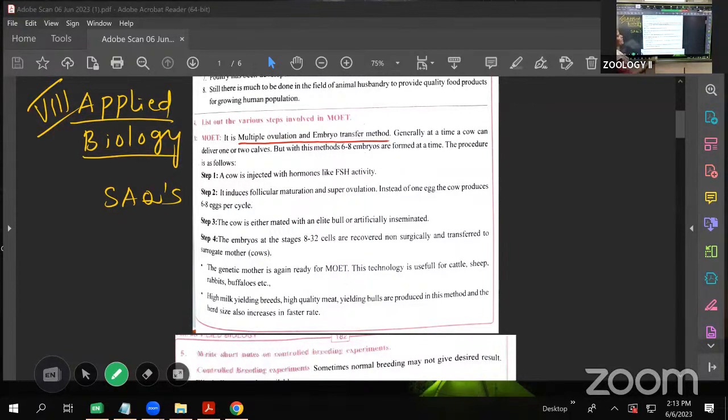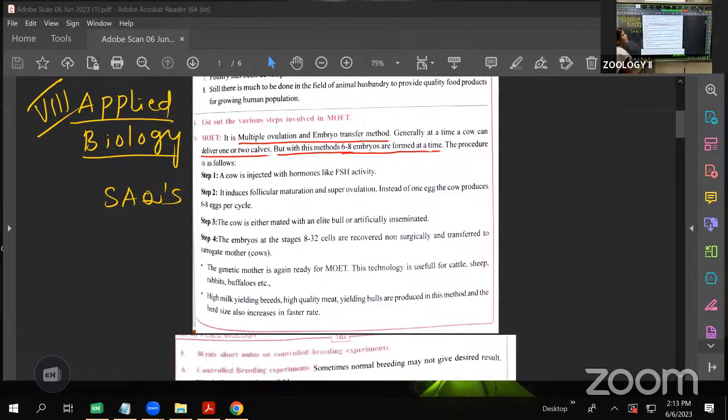Generally, a cow can deliver only 1 or 2 calves at a time. Normal cows give birth to 1 or 2 calves, but with this technique, 6 to 8 embryos are formed at a time. In this procedure, we are going to discuss the steps.